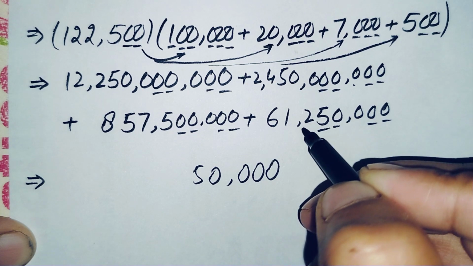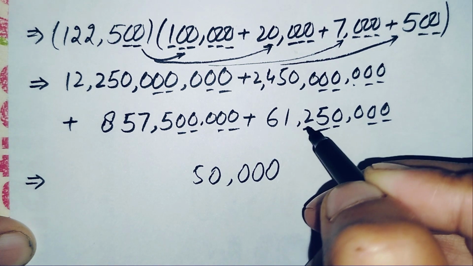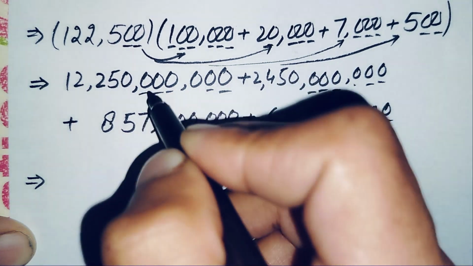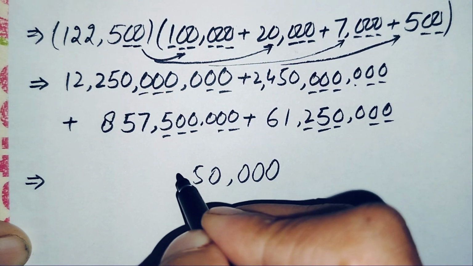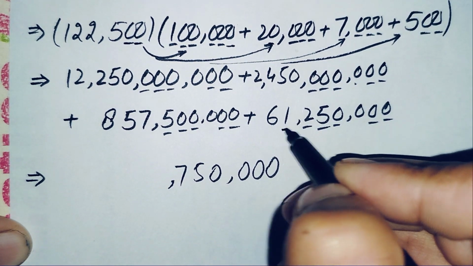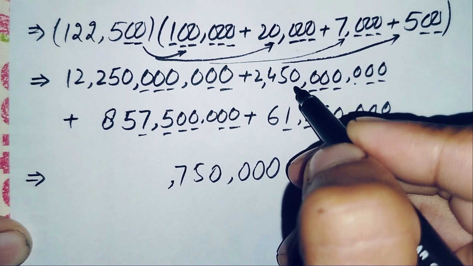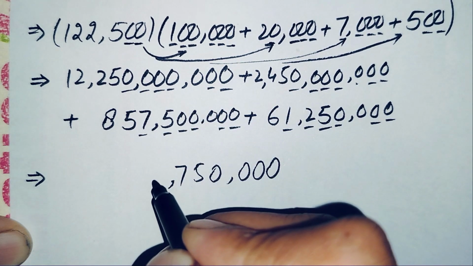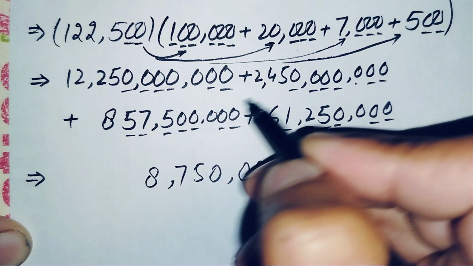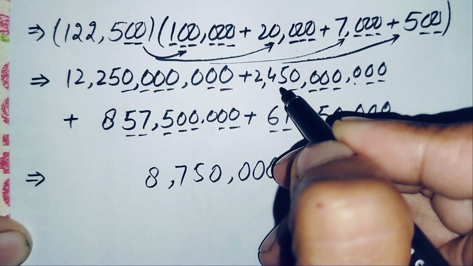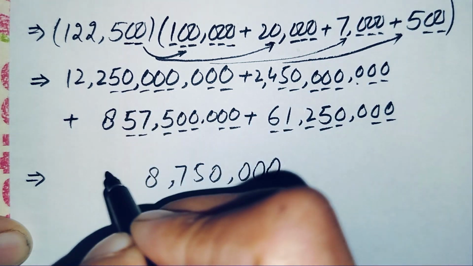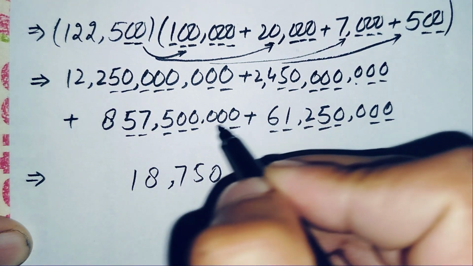Now come to the 100,000 place digit. 2 plus 5 is 7, 7 plus 0 is 7, 7 plus 0 is 7. This will become 7. Now come to this digit. 1 plus 7 is 8, 8 plus 0 is 8, 8 plus 0 is 8. So this is 8. Now 6 plus 5 is 11, 11 plus 5 is 16, 16 plus 5 is 21. So this will become 1, and 2 will be carried to the next digit.